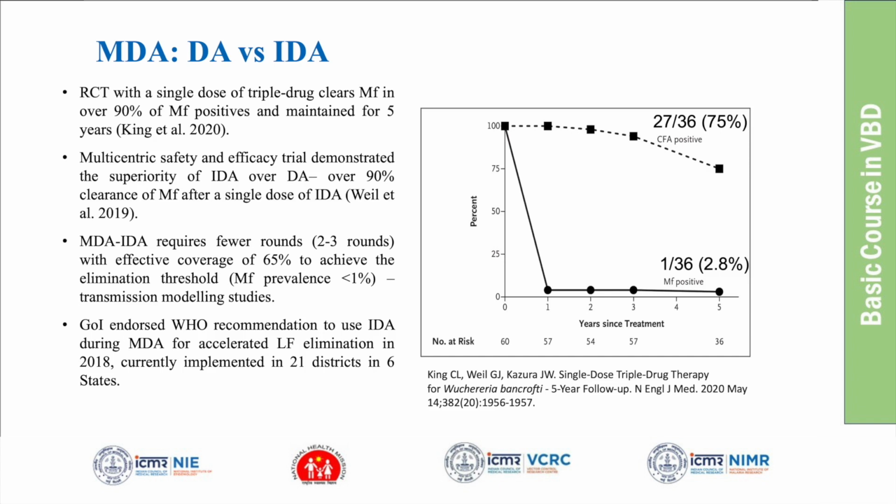Other than that, even transmission-based modeling studies showed that MDA with the triple drug regimen requires fewer rounds, that is around 2 to 3 rounds with effective coverage of 65% in order to achieve the elimination threshold, that is MF prevalence less than 1%. Whereas in case of the two-drug regimen, usually we go for 5 to 6 rounds of MDA with a minimum coverage of 65%. So the Government of India endorsed the WHO recommendation to use IDA during MDA in order to accelerate LF elimination in the year 2018. And currently, the three-drug regimen during MDA is being implemented in 21 districts in 6 states.